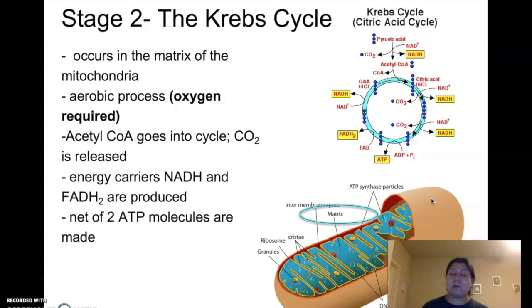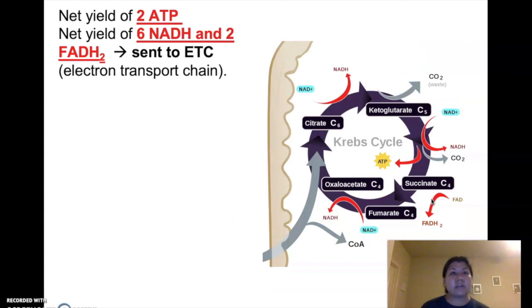Okay, so 2 net molecules of ATP are used. The main purpose of the Krebs cycle is to produce all of those electron carriers. And so those electron carriers, you get 2 ATP, 6 NADH, and 2 FADH2. Those are sent to your electron transport chain. So now remember, all of this is just for one pyruvate molecule.